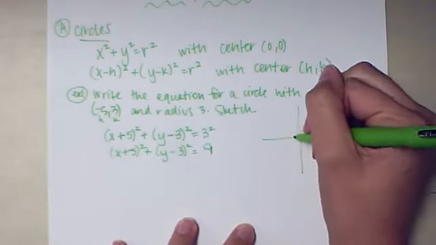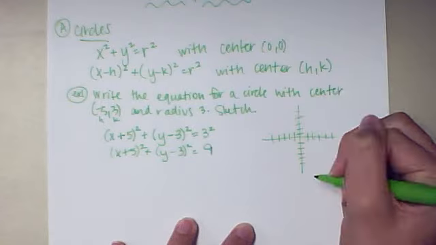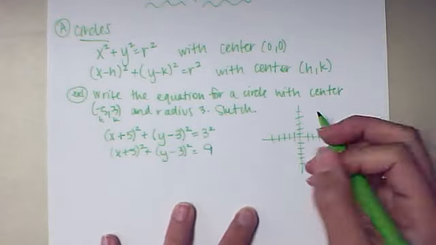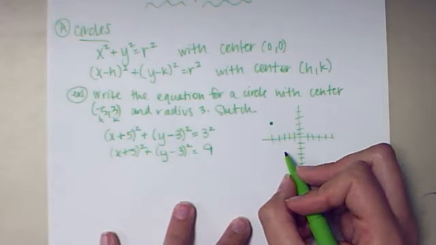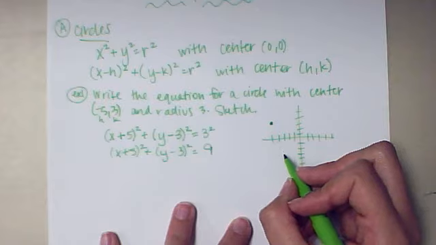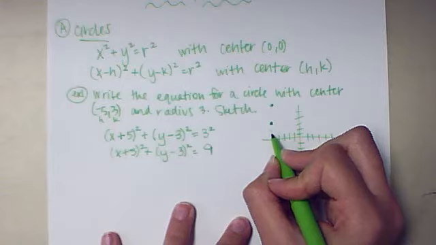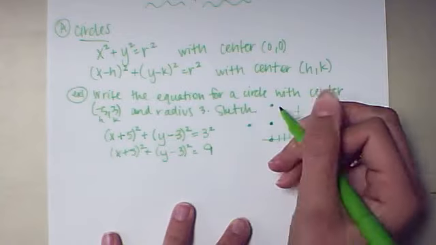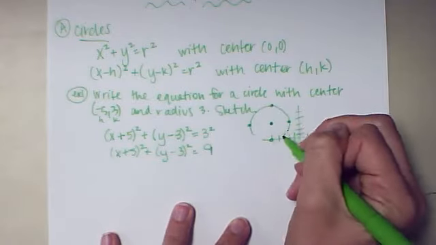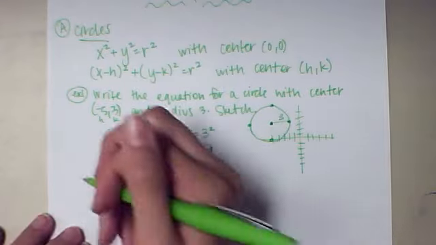If I want to sketch it, I'm just going to go 5 each way to start with. Go ahead and plot your center, which is at -5 and 3, and then go out 3 each way from your center. So I'm going to do 1, 2, 3 this way, 1, 2, 3 this way, 1, 2, 3 this way, and 1, 2, 3 this way, and then just connect my circle. And there's a sketch. Again, the radius needs to be 3. The center needs to be where the center starts.